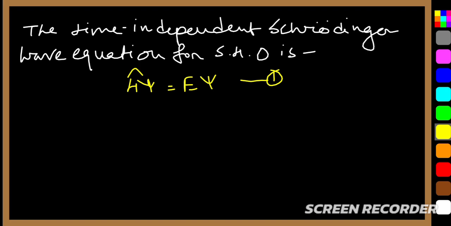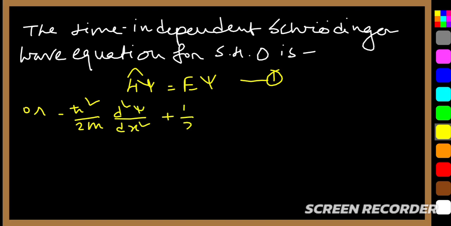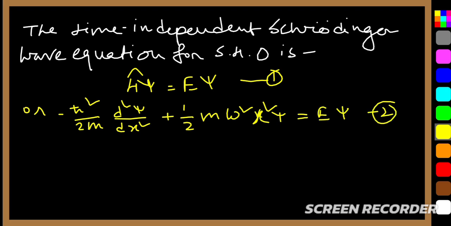That is all. Okay. Next one, you can write it another way, that is minus h cut square by 2m d square by dx square psi plus half of m omega square x square psi equal to E psi. This is the second equation.